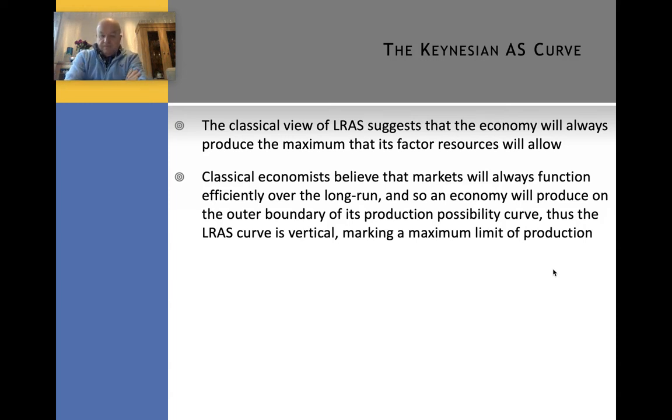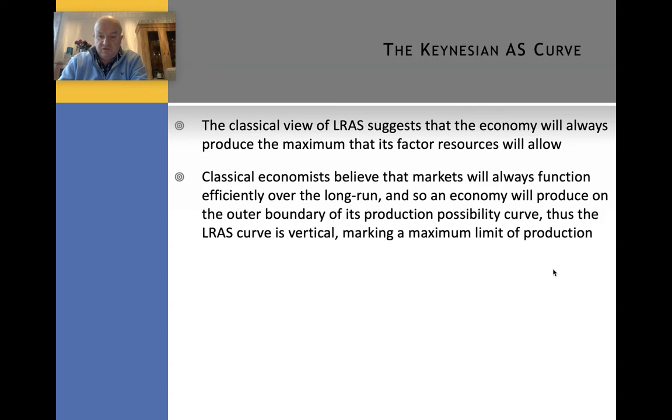And so any economy should be producing on the outer boundary of its production possibility curve. And obviously, if that's the case, if you're working at full capacity, that should mean that your long run aggregate supply curve is vertical, because you're marking the maximum limit of production that the resources that you've got available can produce.